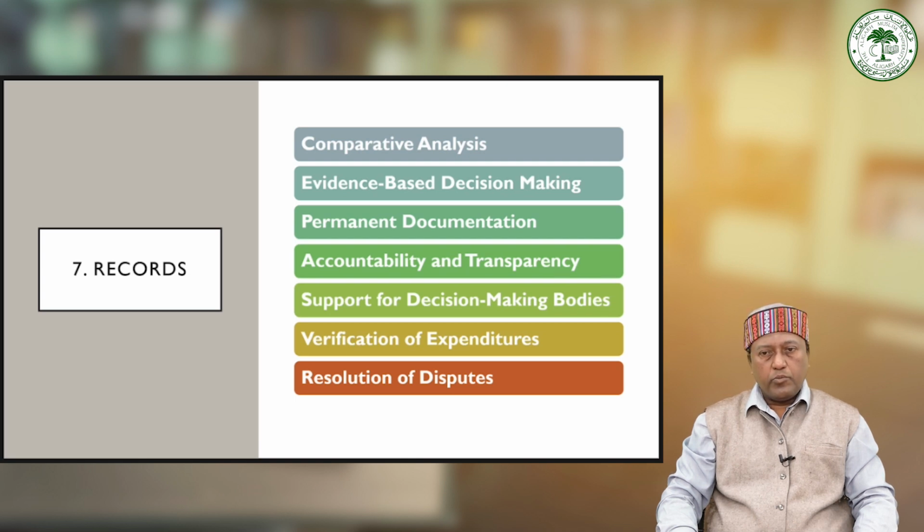The circulation records basically play a crucial role in ensuring accountability and transparency in library operations. By documenting the utilization of resources and the provision of library services, libraries can demonstrate to funding agencies, governing bodies, and the community that the resources are being managed efficiently and effectively. These records also support decision-making bodies.